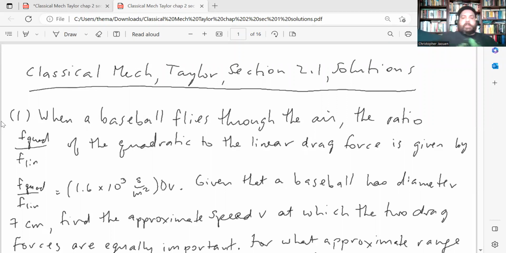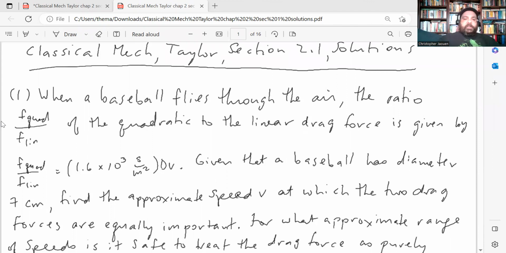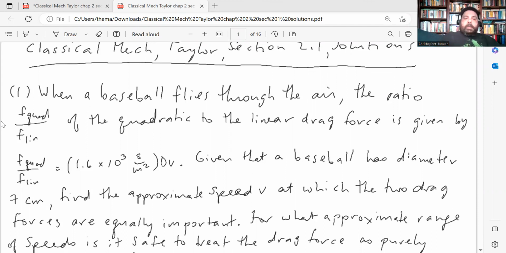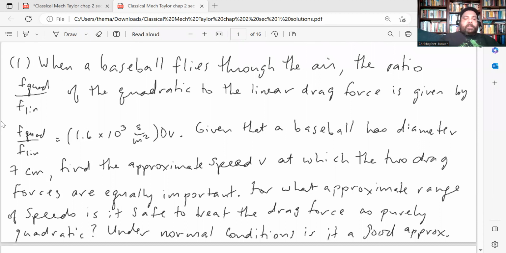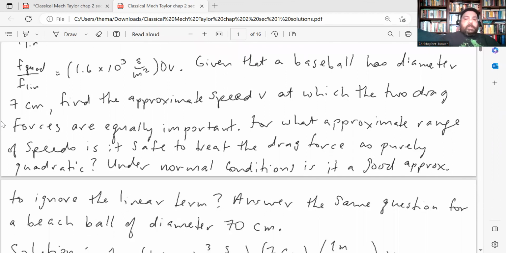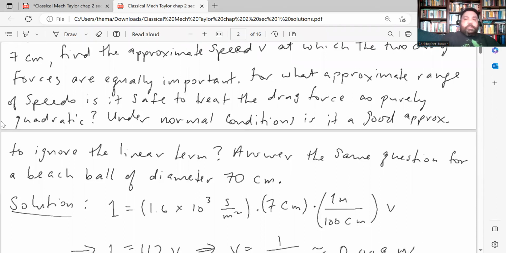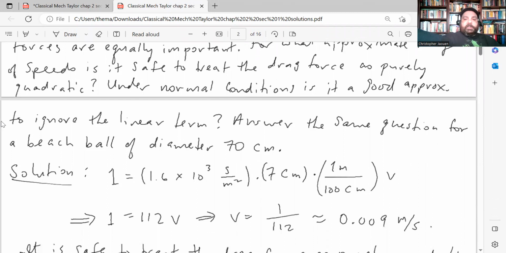Question 1 says, when a baseball flies through the air, the ratio of the quadratic to the linear drag force is given by 1.6 times 10 to the third second per meter squared times the diameter of the baseball times the velocity. Given that a baseball has diameter 7 centimeters, find the approximate speed v at which the two drag forces are equally important. For what approximate range of speeds is it safe to treat the drag force as purely quadratic, and under normal conditions is it a good approximation to ignore the linear term? Answer the same questions for a beach ball of diameter 70 centimeters.